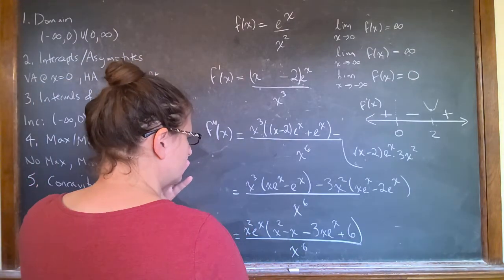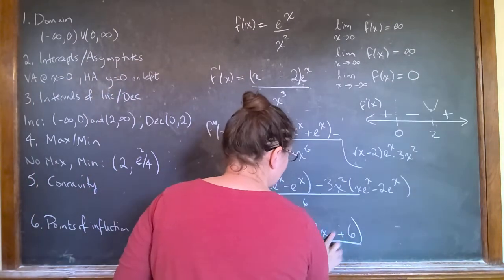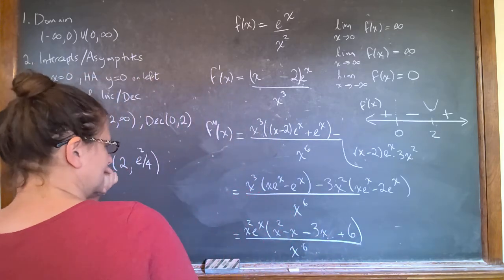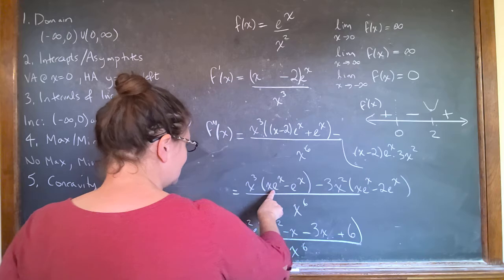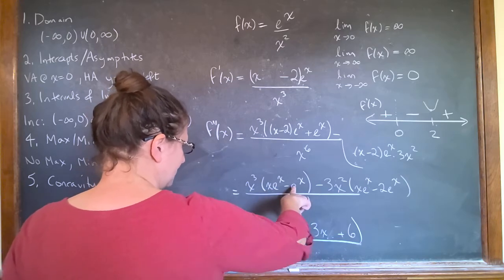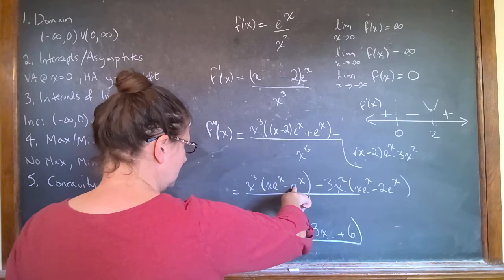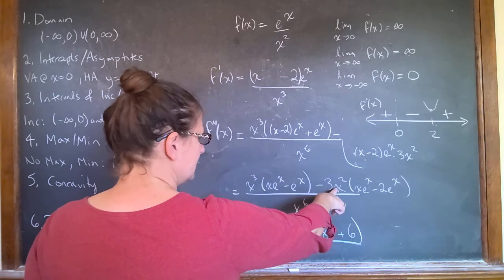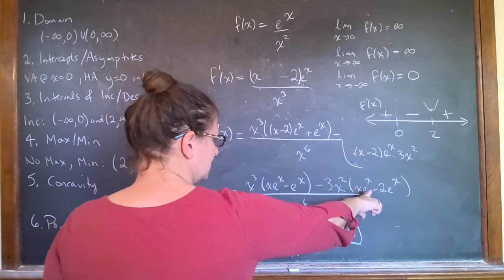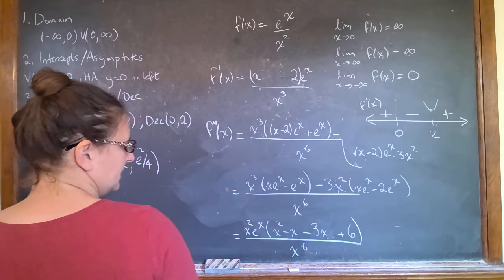Except no e to the x here. I pulled out the e to the x. So that's not right. Okay, let's look at this again. This is what I get for doing too many things at once, right? So this is x to the fourth e to the x. That's this. This is x cubed e to the x. That's this. This is 3x cubed e to the x. That's that. And this is, yes, plus 6.